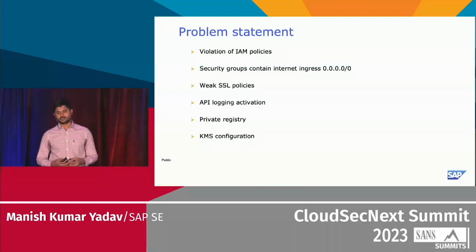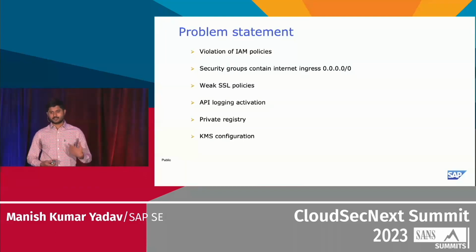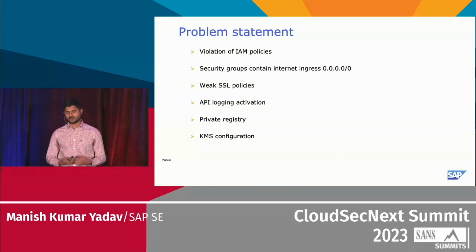Even though PCI says you shouldn't be using SSL version 3.0, people still use it. I think now it's not there in the cloud, but earlier there was an option you could select and create resources with those weak SSL policies. So that was also a concern.